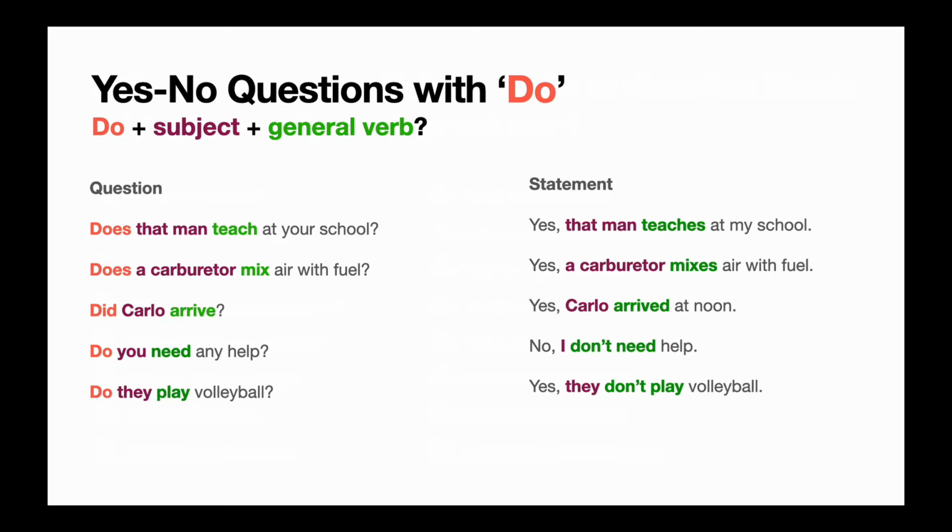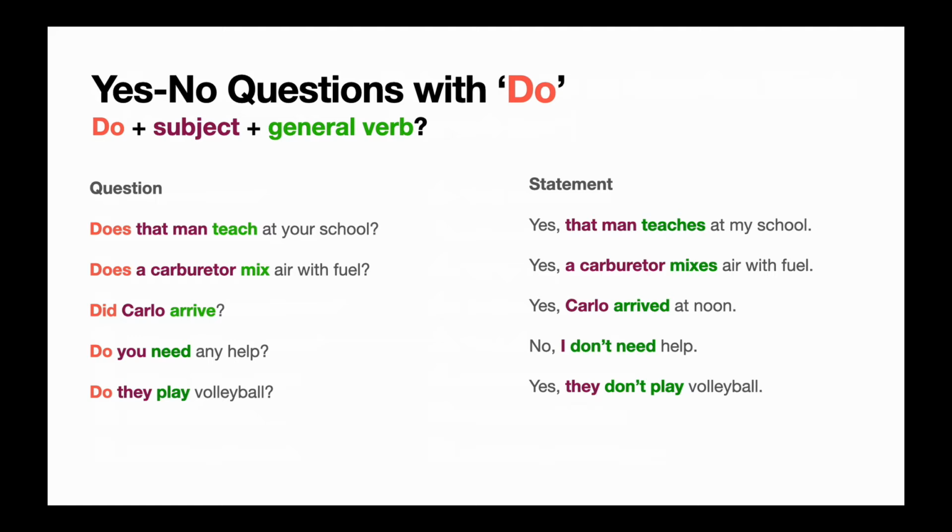Okay, now let's talk about do. As you may remember from Grammar Lesson 9, do is used to make negative forms of statements that don't have other helping verbs. The same is true when making questions. If a question doesn't have another helping verb, we use do in the beginning.